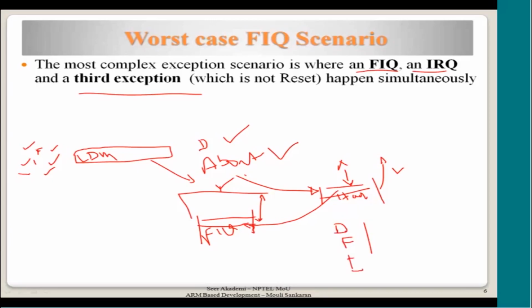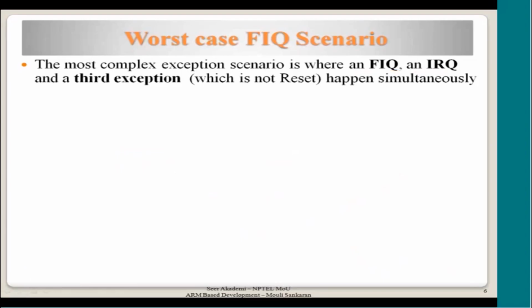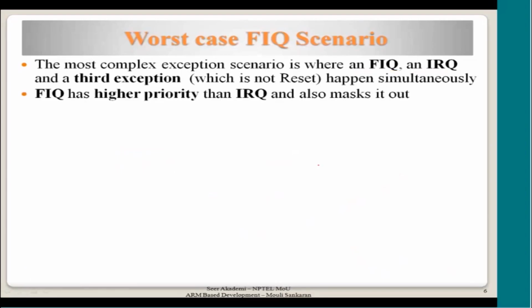So when these two happen, this is what is done. It goes to the data abort handler and comes back. But once FIQ is done, it comes and completes the data abort, and only then will it service the IRQ interrupt. So that is the order in which it is handled. Okay. So for the worst case scenario, you have to comprehend all this. FIQ has a higher priority than IRQ.